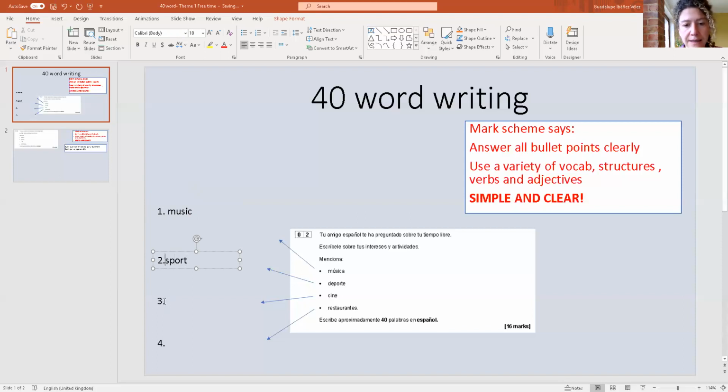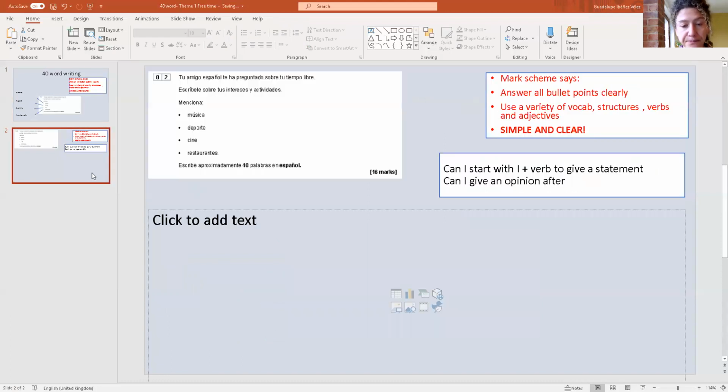The third one, it says cine, which of course is cinema. And the very last one, restaurantes, restaurants. Okay, so I've got my 4 bullet points now. I've written what I am meant to be writing about, and so I'm going to go to the second step.